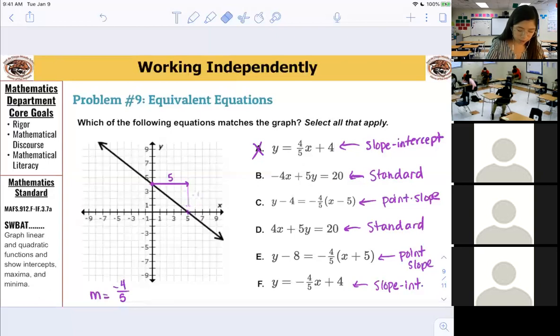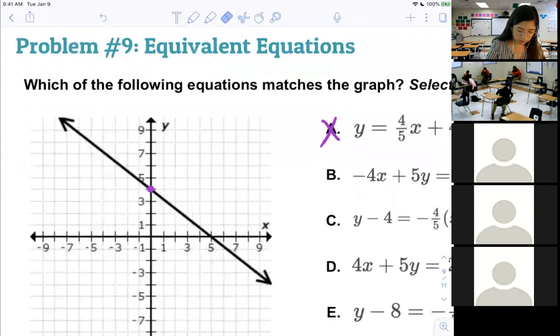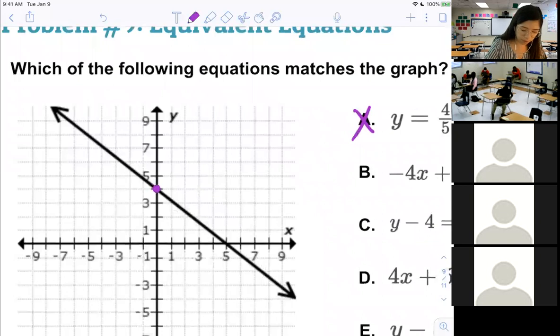Next up, let's look at the y-intercept. I actually already had it before. What's that point?